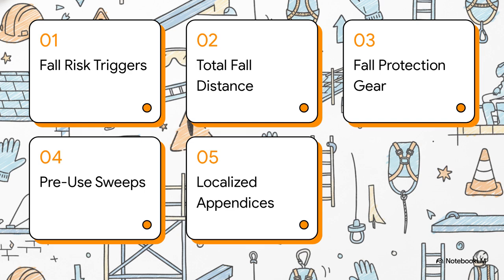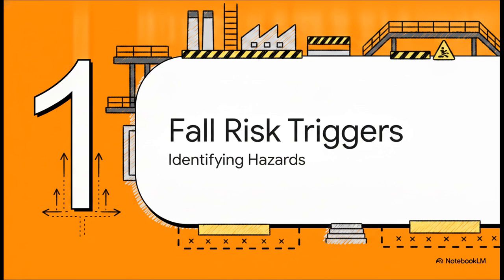We're going to move through a clear chronological journey today: identifying fall risk triggers, calculating total fall distance, essential fall protection gear, pre-use mechanical sweeps, and finally, localized site-specific appendices. Kicking things off with Section 1, identifying fall risk triggers. Let's get grounded in the physical reality of the plant floor.